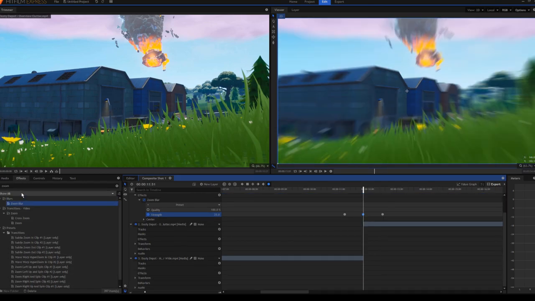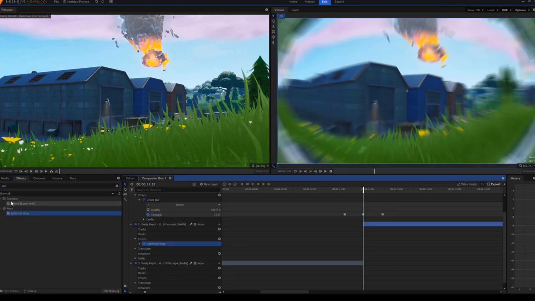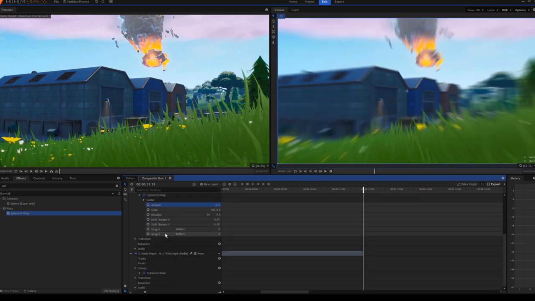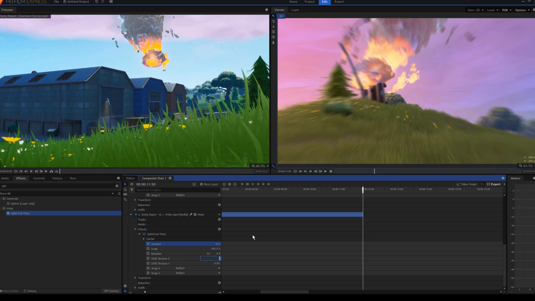Find the spherical warp effect. Put that on both of your clips. It looks a bit weird, so turn the amount down to zero. And then at the end of your first clip, set the shift texture X to negative 20.